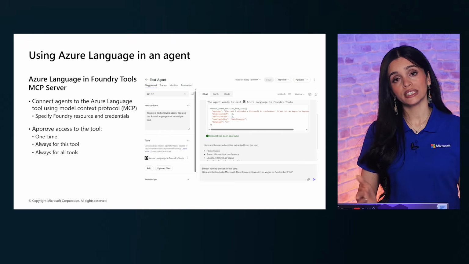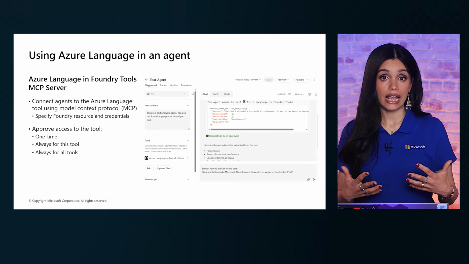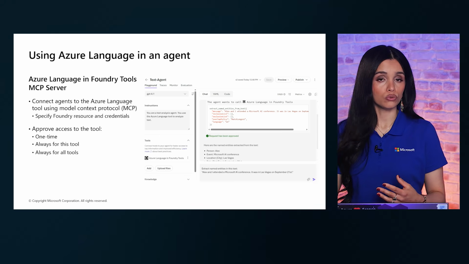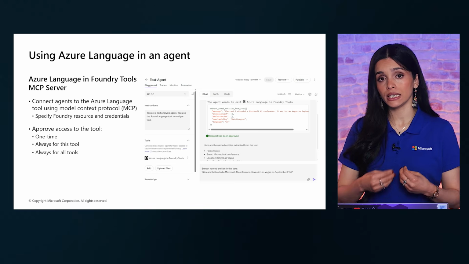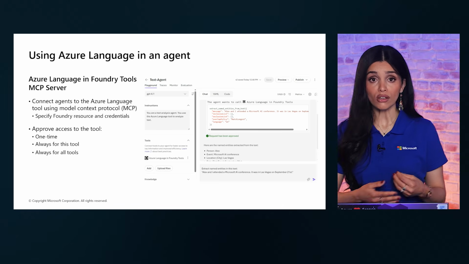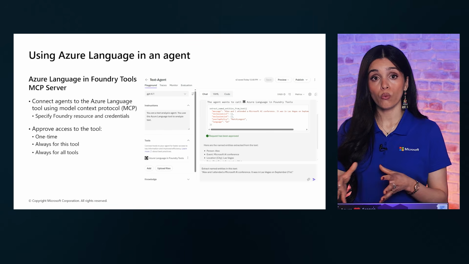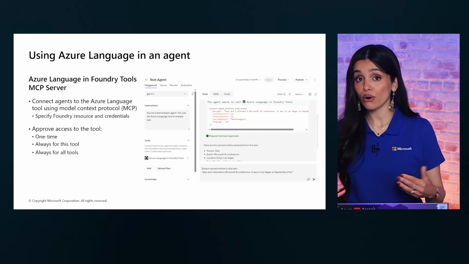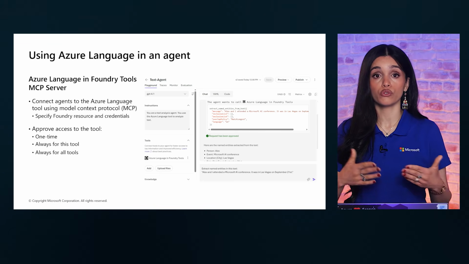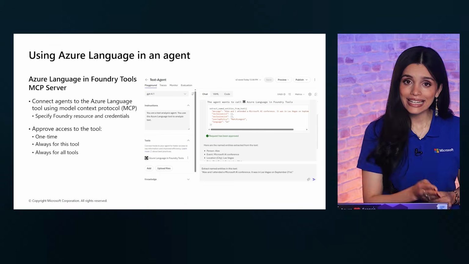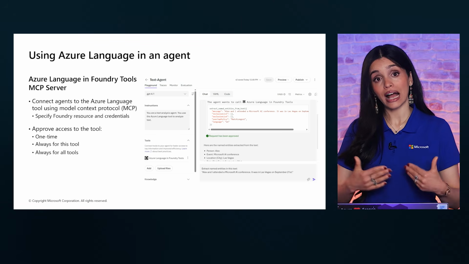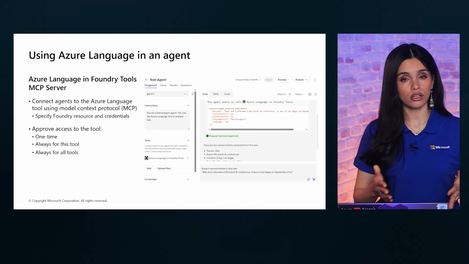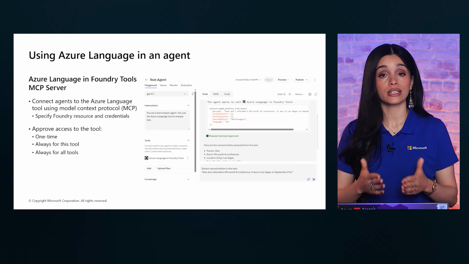An important part of this setup is governance. Agents don't get free access to tools by default. Every tool call must be explicitly approved. Foundry lets you choose a one-time approval, always allow these specific tools, or maybe always allow all tools for this agent. This ensures that agents act only within approved boundaries, which is critical for enterprise and regulated scenarios.